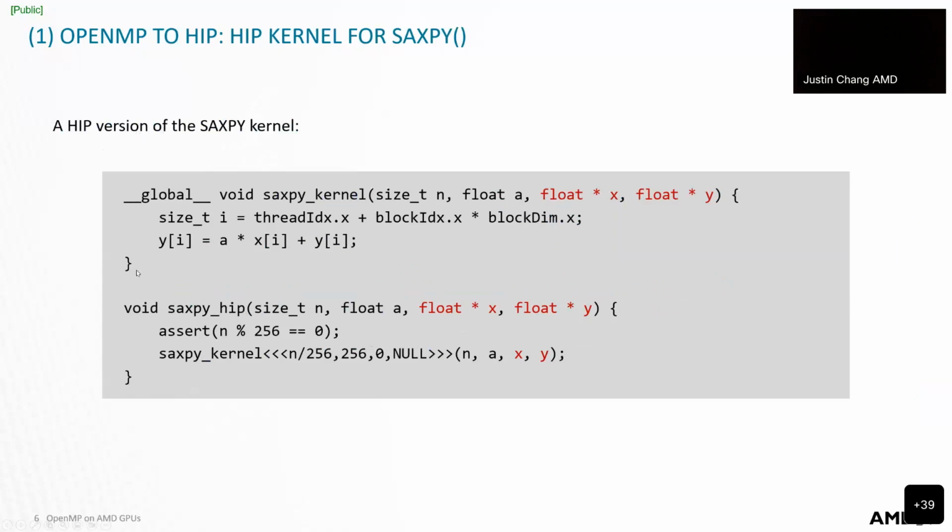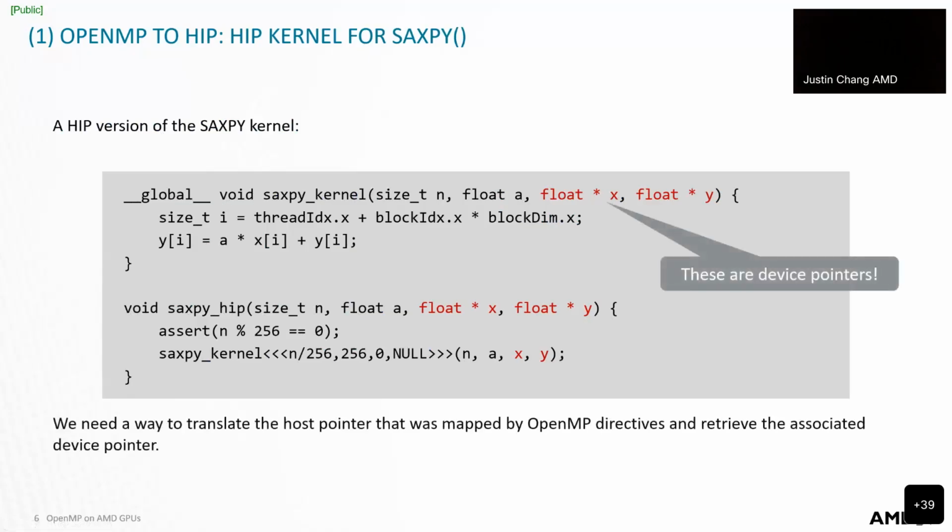There's two parts here. There's the host invocation call, the void saxpy_hip, which reads in the size of the vector, the scalar value that you want to scale by, as well as the two device arrays. And then we have the corresponding HIP kernel shown above. So these are device pointers, and we need a way to translate the host pointer that was mapped by OpenMP directives and to retrieve the associated device pointer.